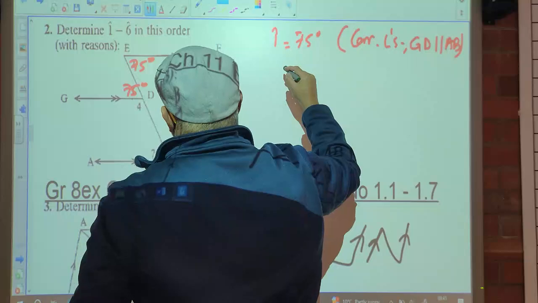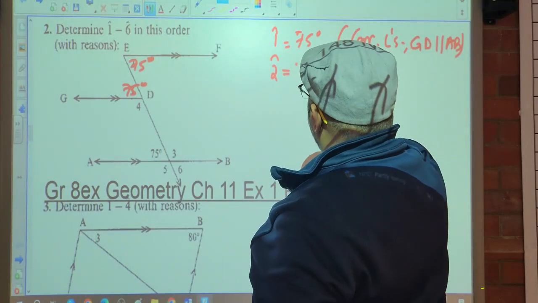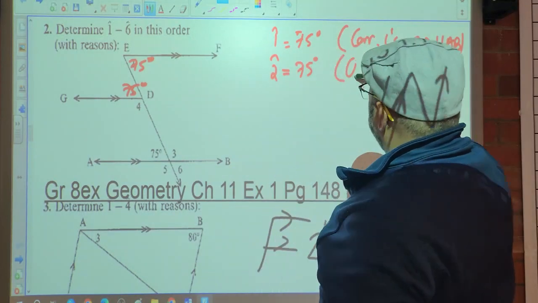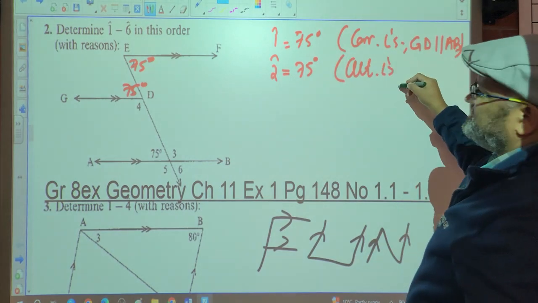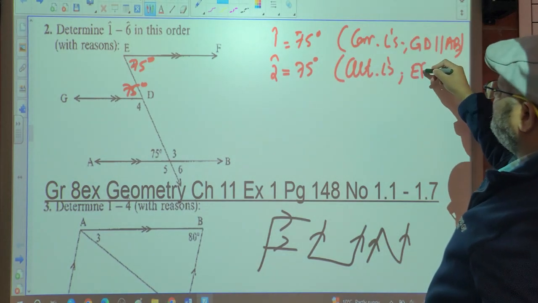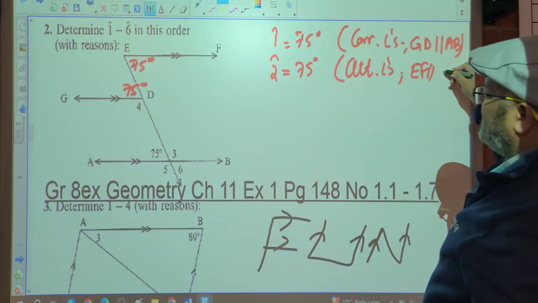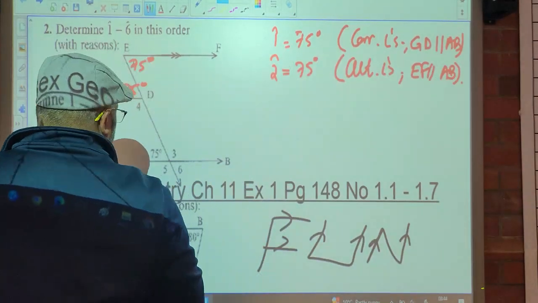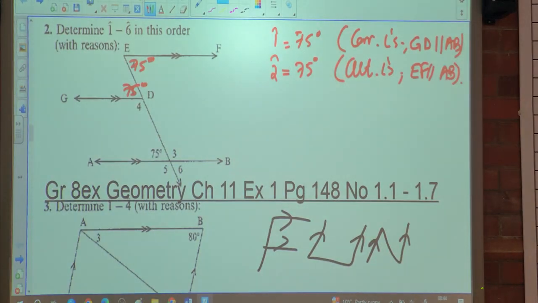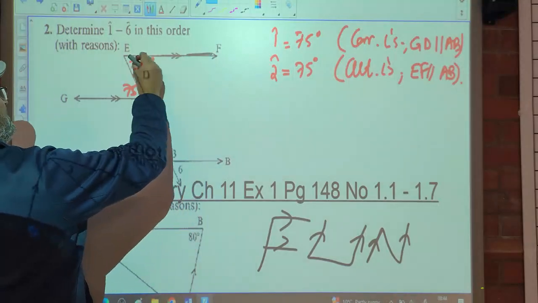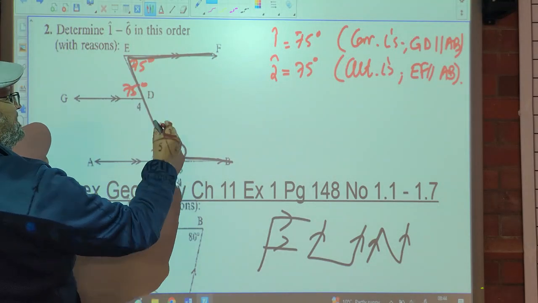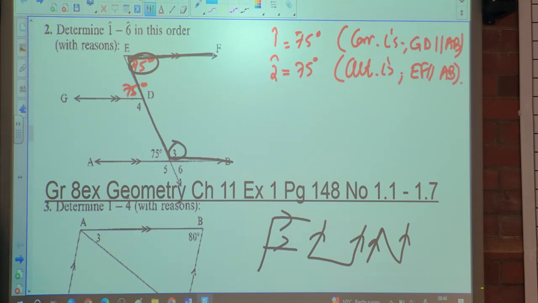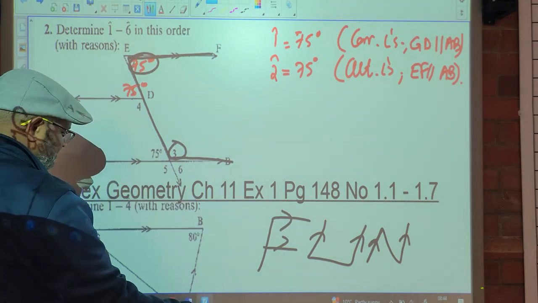So I'm going to say that angle 2 is also 75 degrees. It is alternate angles with EF being parallel to GD or AB. Doesn't matter. Okay. I'm going to do angle 3. Co-interior, yes. I could have gone with co-interior. So angle 3 plus 75 is 180. Why? Co-interior angles with EF being parallel to AB.